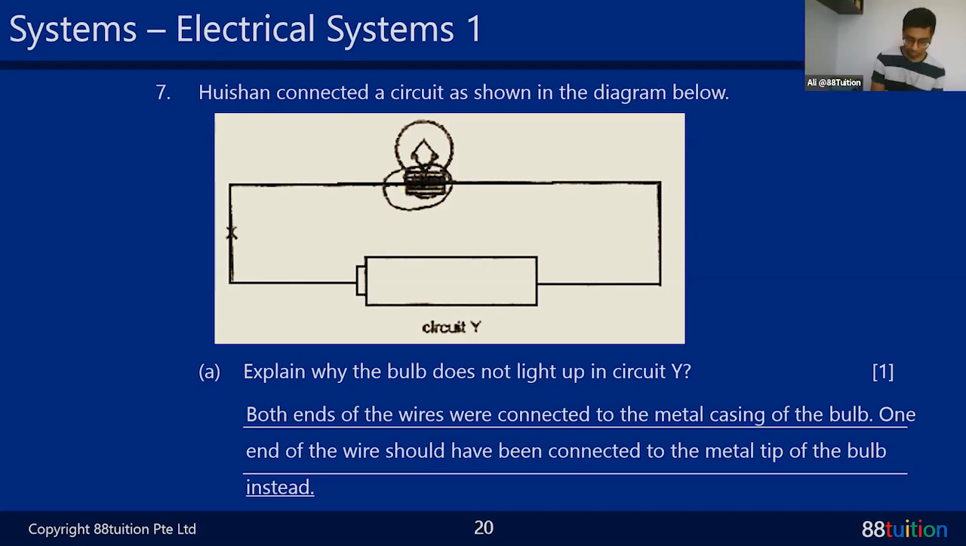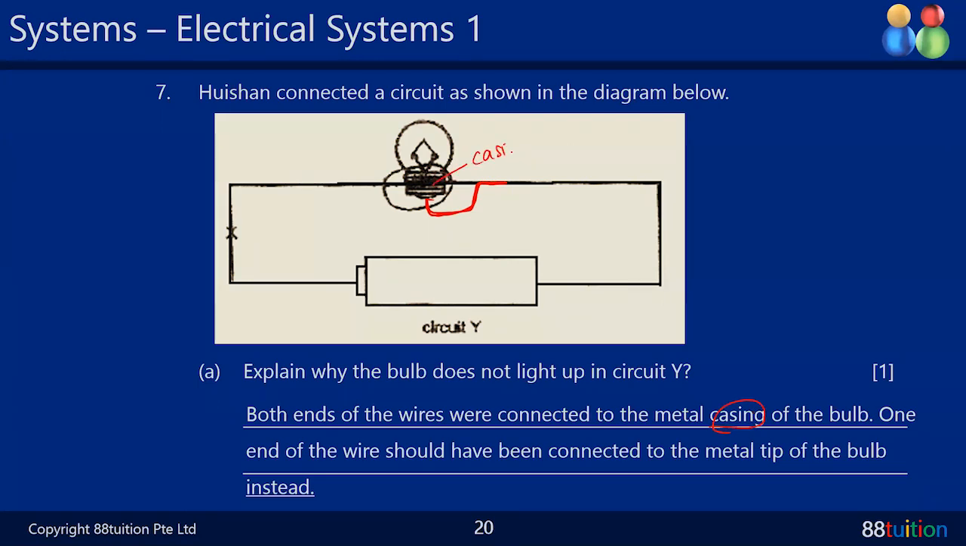So it's the problem with, let's choose a red color and say this one should go here. Am I right? So since it did not go here, it is connected wrongly. Okay. So metal casing. Okay, there's the casing. And there's the tip.